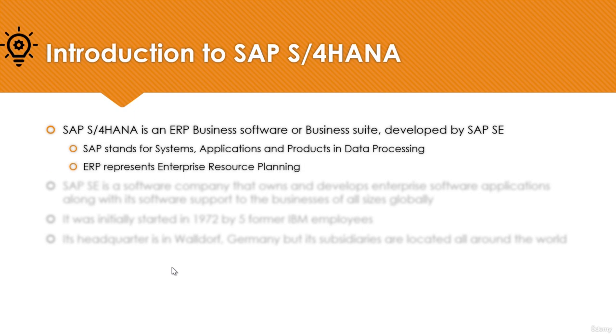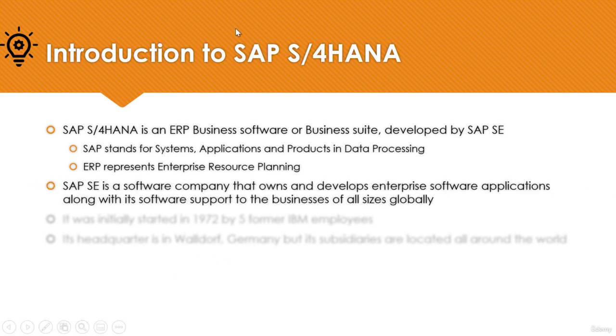ERP represents Enterprise Resource Planning. Enterprise represents company or organization, and resource can be anything related to employees of the company, materials, assets, investment. So everything is represented by the word resource. And planning can be the planning of how to run the business, or in the SAP S4HANA sourcing and procurement module, it can refer to material requirements planning.